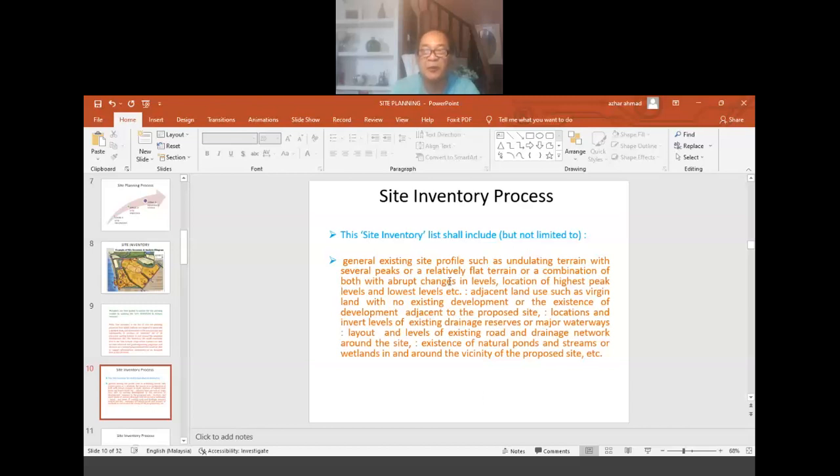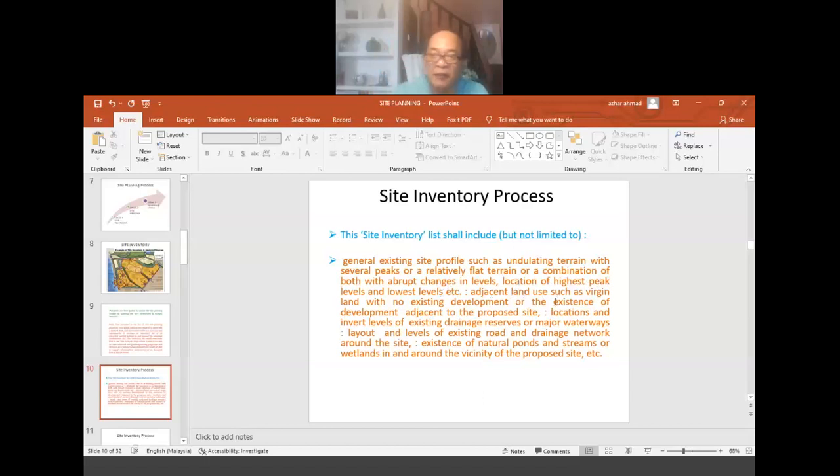which means we are looking at the site as it is, the original ground level before any development is carried out. So this is the first observation that we can make based on the site plan given. Then the second is we can locate the highest peak. Where is the highest peak within the site, and where are the lowest levels, adjacent land use.